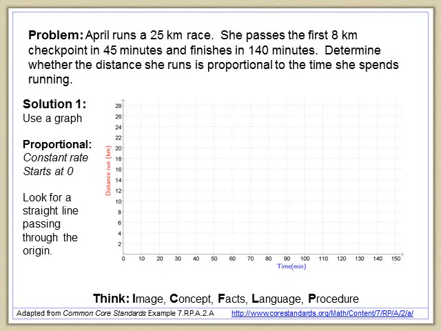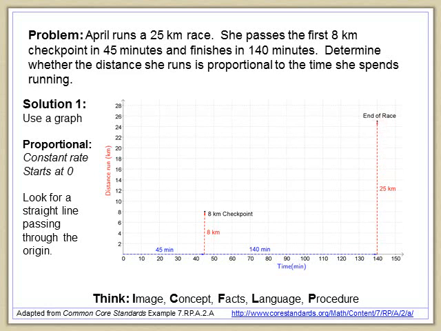So for the first part of the race, it takes April 45 minutes, and we represent this horizontally by moving over to 45 on the horizontal axis. And in that time, she runs 8 kilometers. So our 8-kilometer checkpoint can be represented by this dot here, 45 minutes to run 8 kilometers. Now if we look at the entire race, that takes 140 minutes. So she'll run 140 minutes, and in that amount of time, she's going to run 25 kilometers.